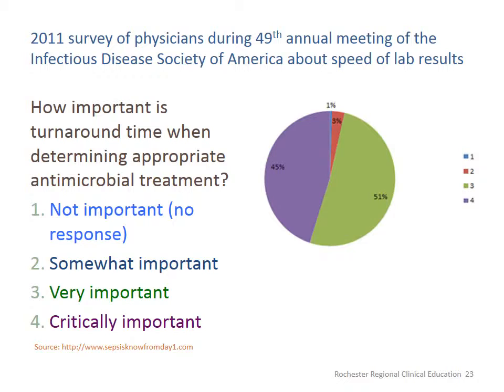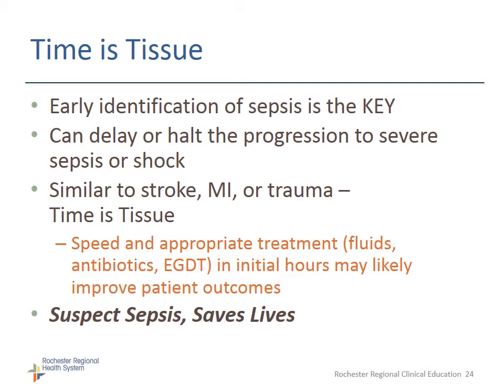or critically important. The speed and turnaround time is important, which the new nursing sepsis screening protocol will help obtain labs sooner and hopefully result in a quicker turnaround time. Early identification of sepsis is key. It can delay or halt the progression to severe sepsis or septic shock.